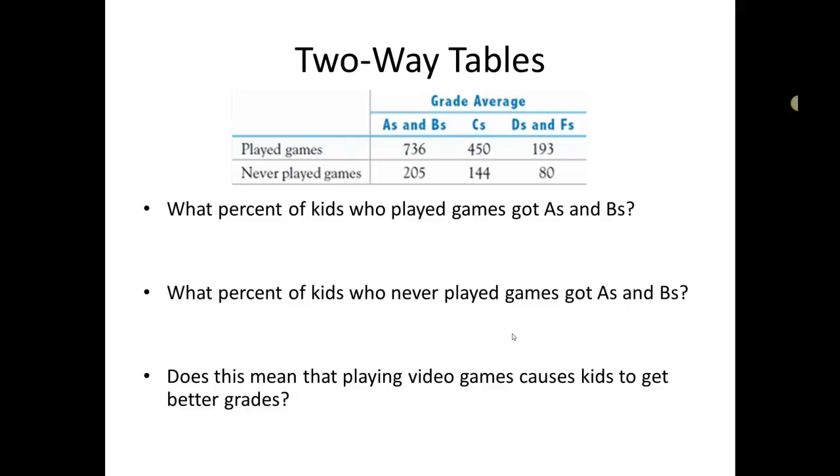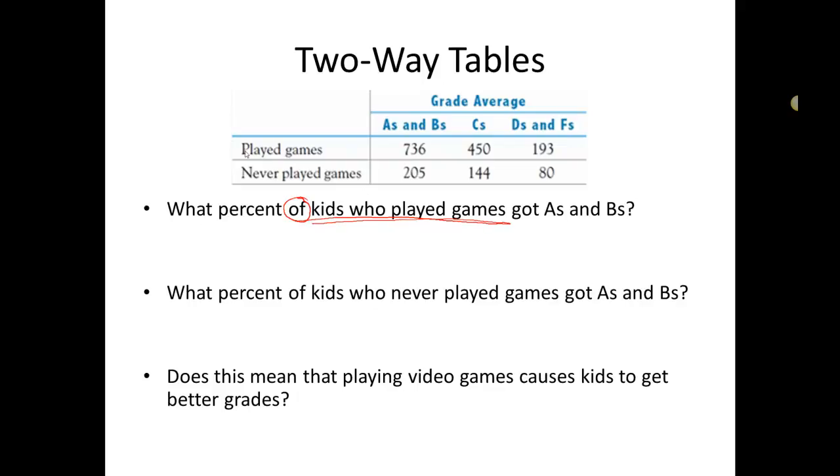So the next question wants to know what percent of kids who played games got A's and B's. Now we're looking at the relationship between these two variables, the grade average and whether or not they played video games. So this is going to be a conditional distribution. One of the key things to look for when trying to figure out conditional distribution problems is the word of. Whatever follows the of is what we're conditioning on. In this case, we want to know what percent of kids who played games got A's and B's.